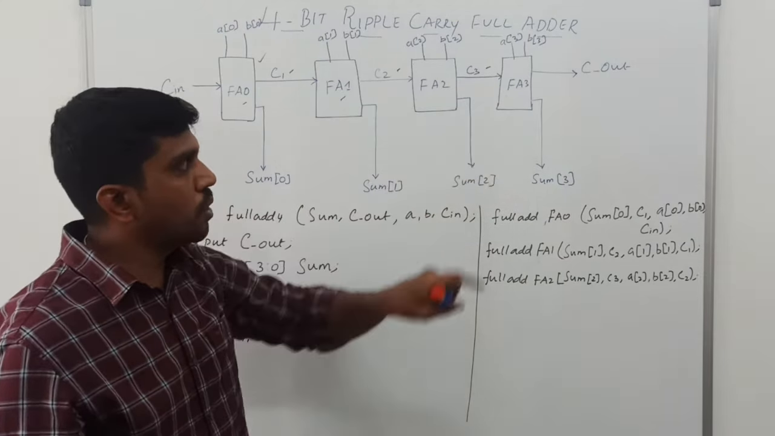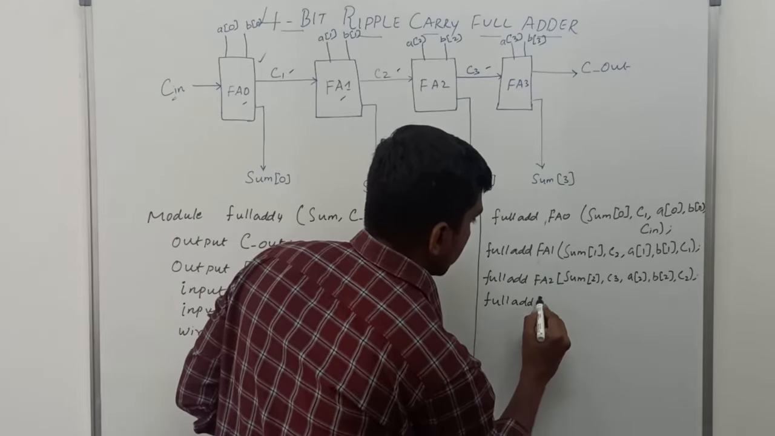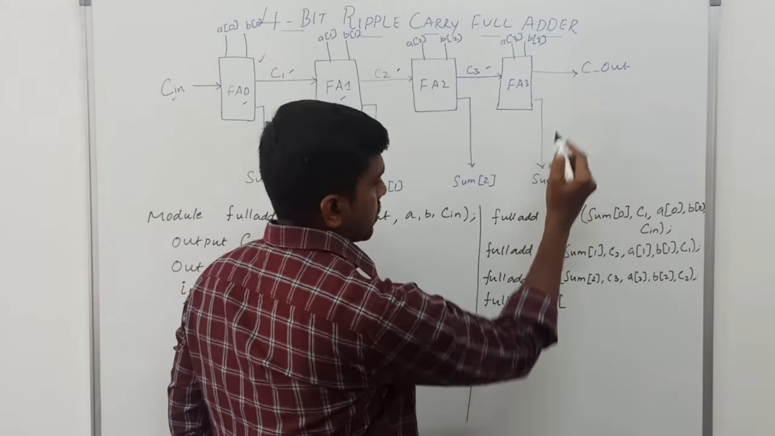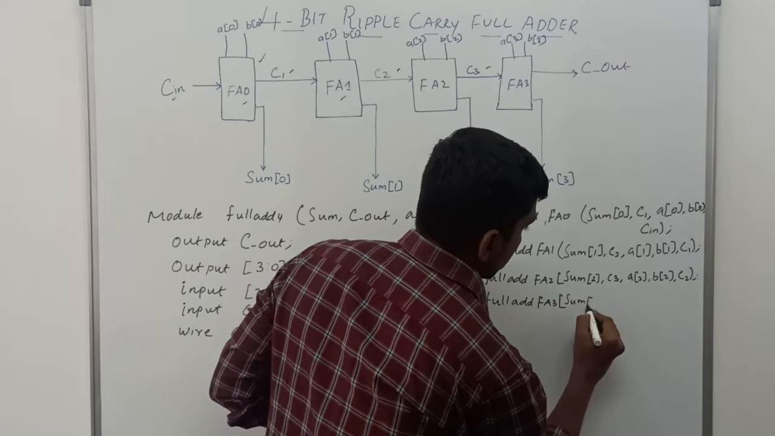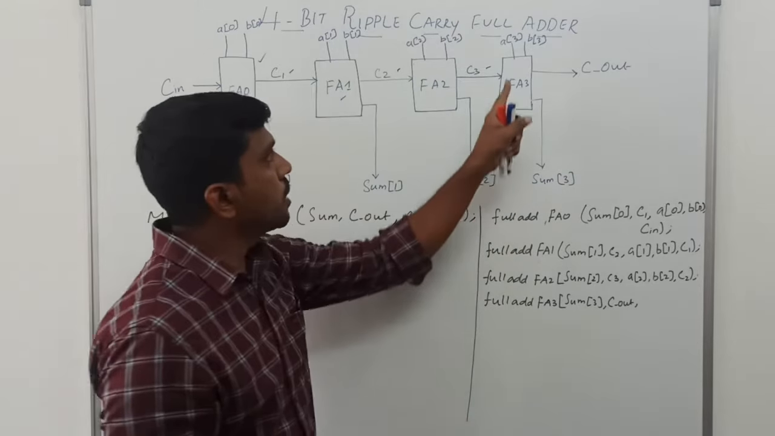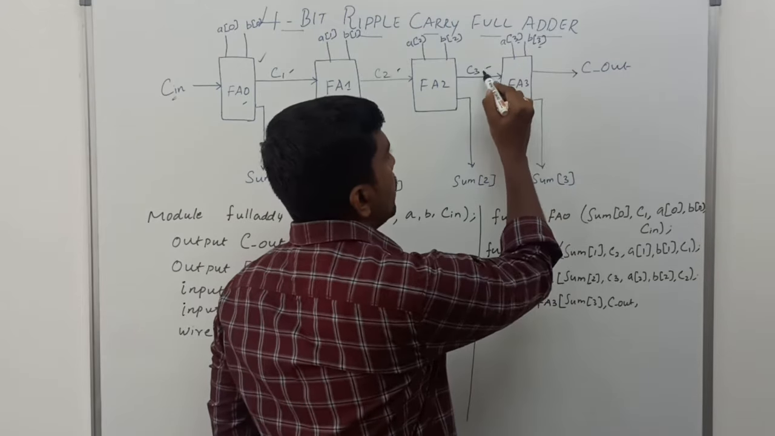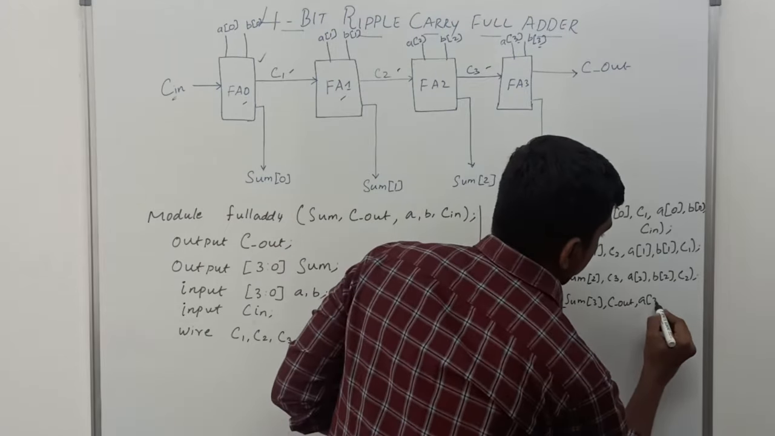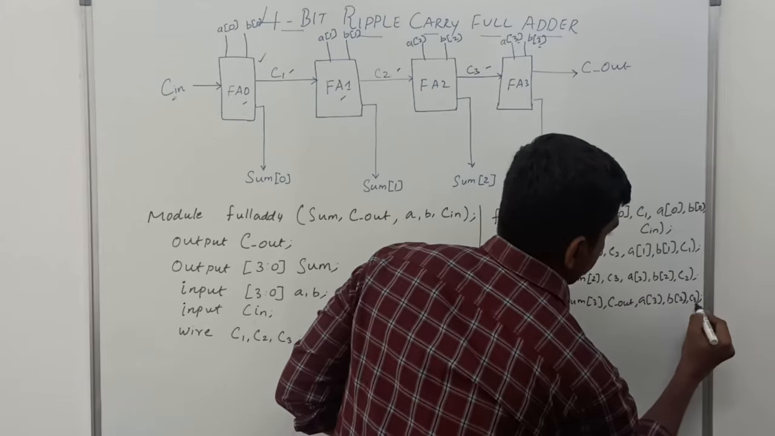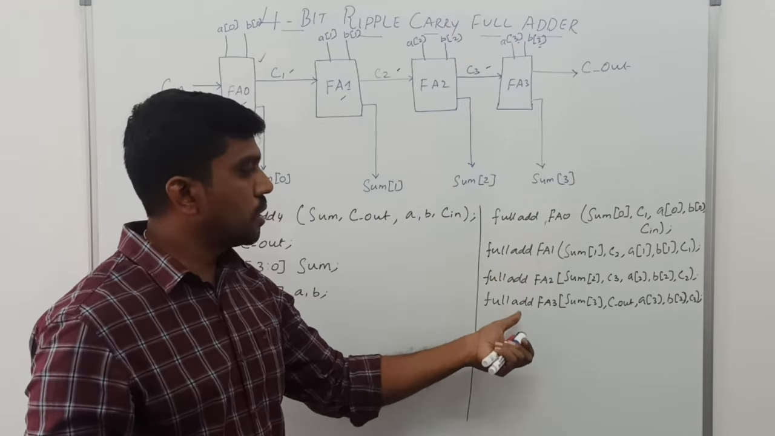Then we go for the final one, the fourth one, full adder FA3. The results are sum of 3 and Cout. Then you declare the input signals of FA3: A of 3, B of 3, C3. So now the declarations of the first, second, third and fourth full adders are done.